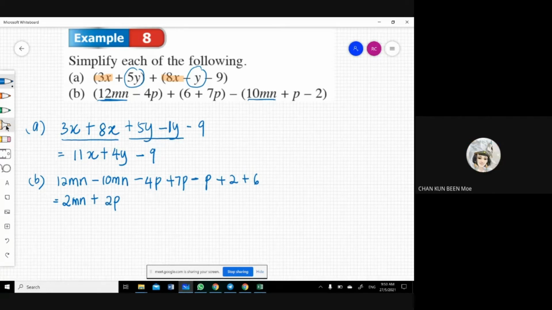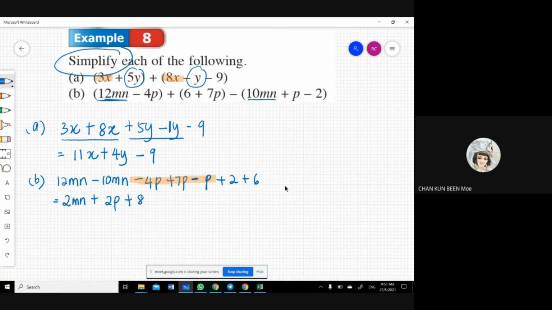Okay, I repeat again. This part we are going to do it whole together. Negative 4p plus 7p minus p. So negative 4 plus 7 is a positive 3. Positive 3 minus 1p, we get a 2p. Okay, and then 2 plus 6 is 8. Yes, that's all. We already simplified the algebraic expression.